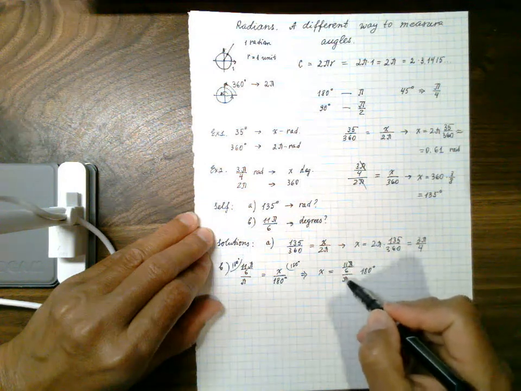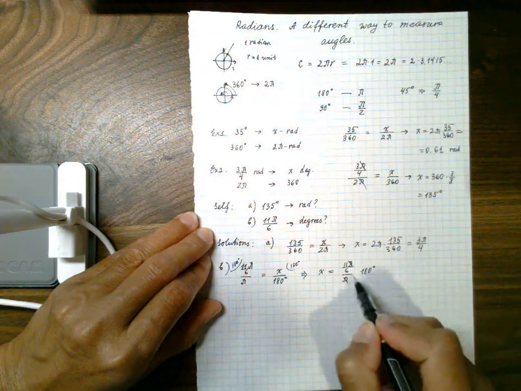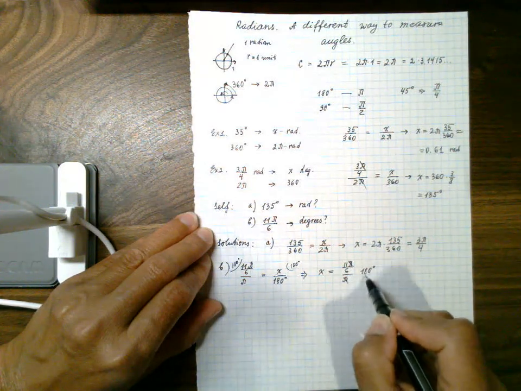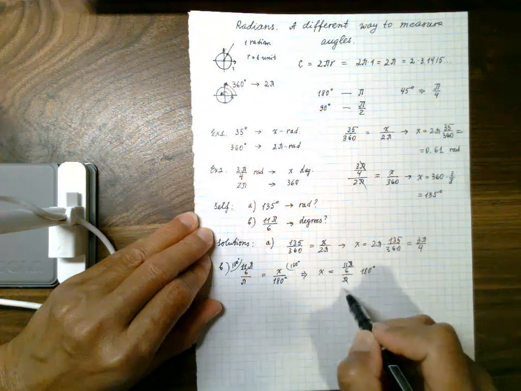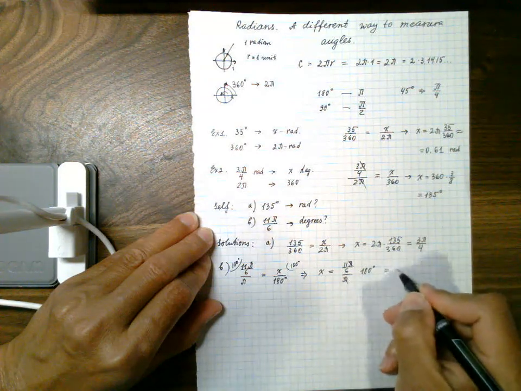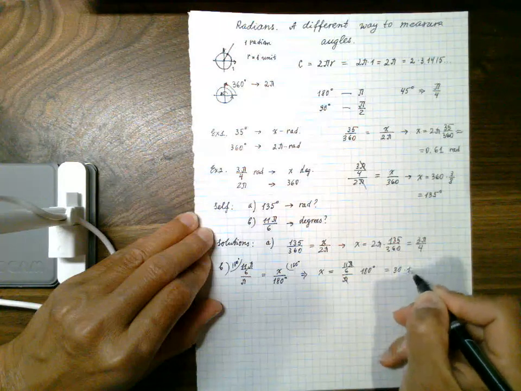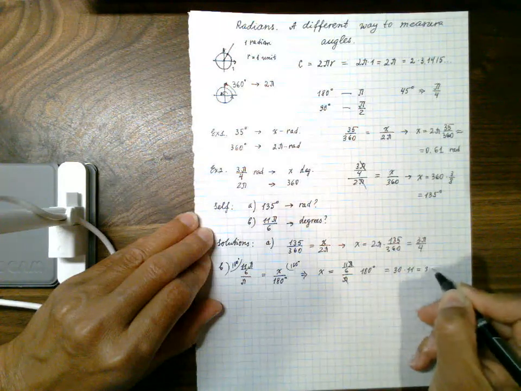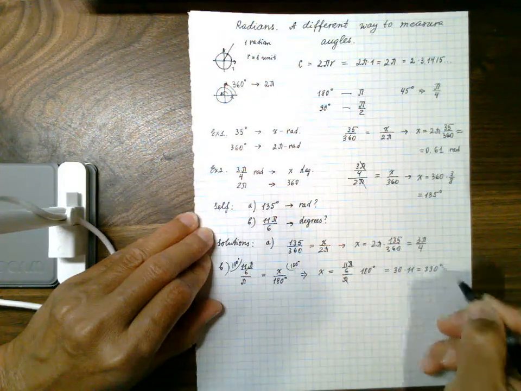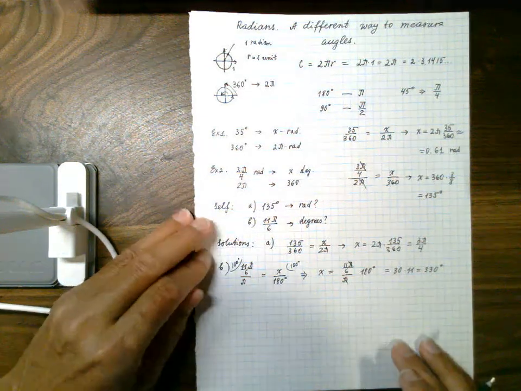Now I'm going to cancel pi over here, nothing else to cancel, but I can divide 180 over 6, which is going to give me 30, right? And if I multiply it by 11, I'm going to have 30 multiplied by 11, which is going to give me 330 degrees. That's going to be my final answer.